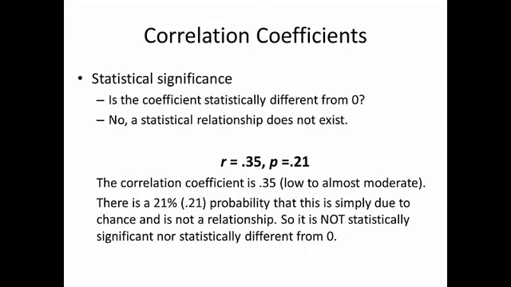Now here's an example when it's not. Same correlation coefficient, but because of the spread of the data and the data points that went into it, in this case, there's a 21% probability that this is simply due to chance rather than there actually being a relationship there. So it's not statistically significant.